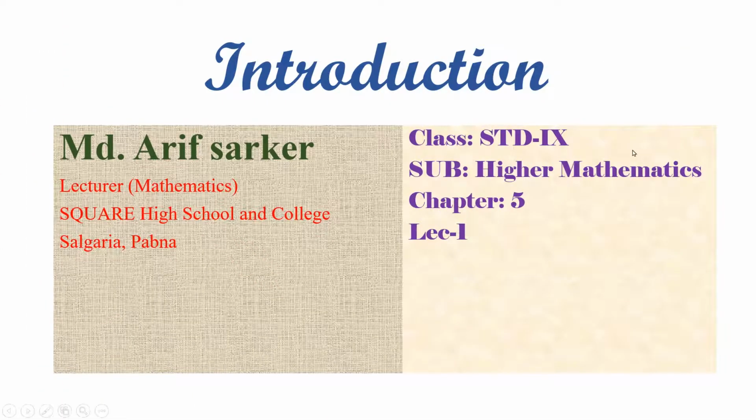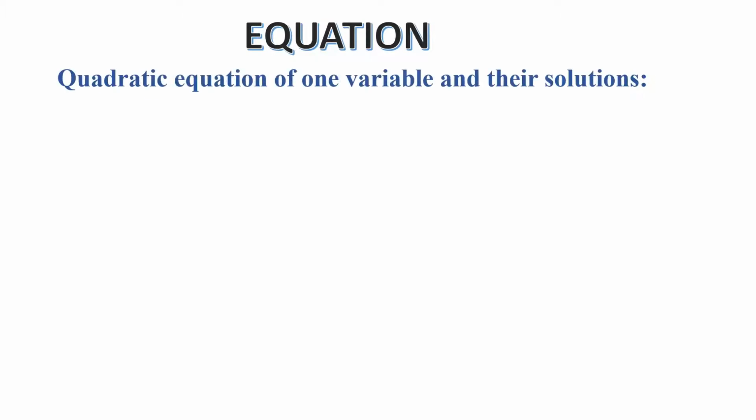Welcome back to Higher Mathematics class, chapter 5, lecture 1. In this class, I am going to discuss quadratic equations of one variable and their solutions. Look at the screen. There is an equation of second degree of the variable x with leading coefficient a, constant term c, and coefficient of x is b here. This is the standard form of a quadratic equation.